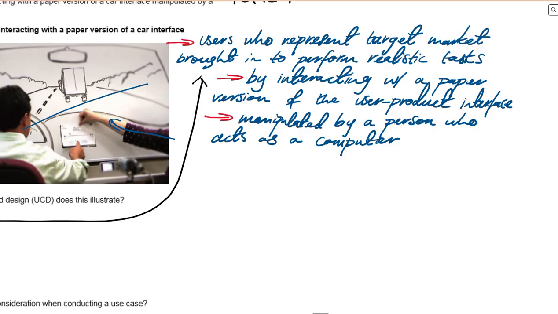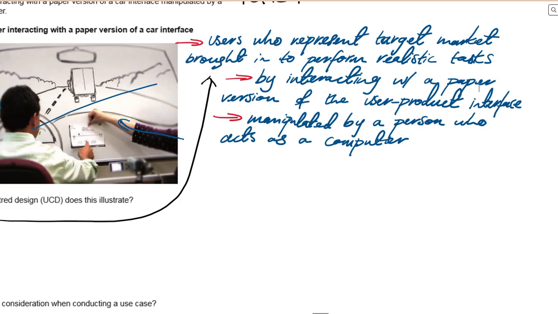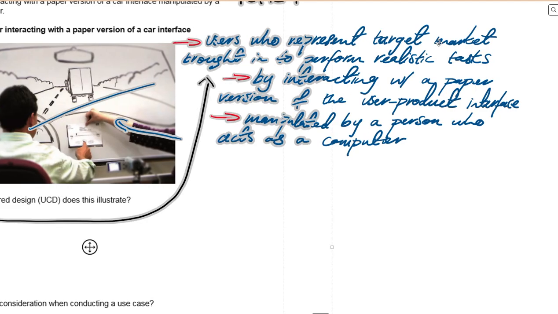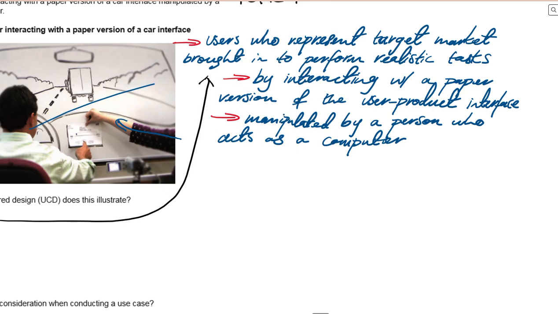Or just generally grasp what it means, right? So let's highlight. User represents target market, so that is obvious, and perform realistic tasks by interacting with a paper version of user product interface. And that is manipulated by a person who acts as a computer. So that is important.